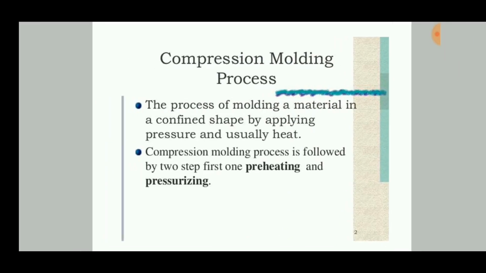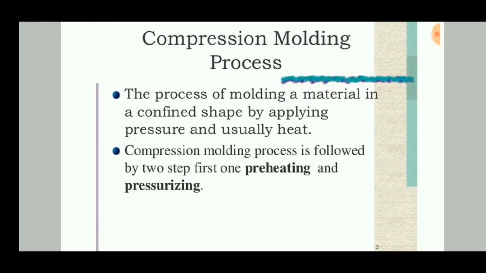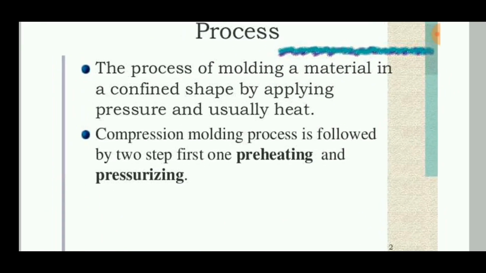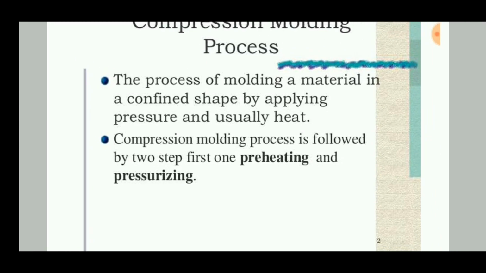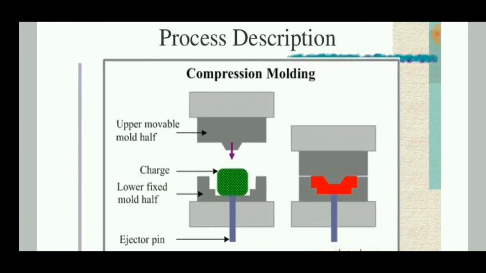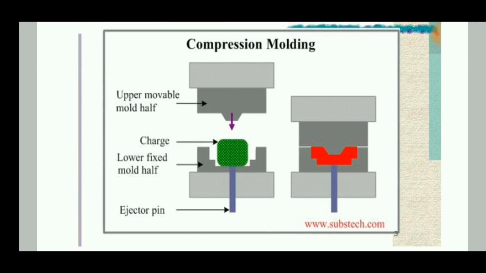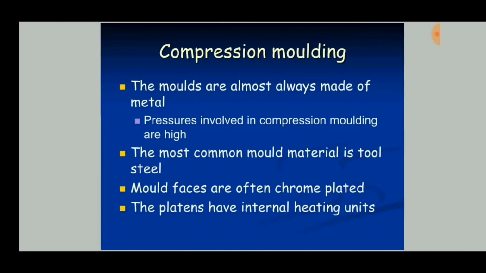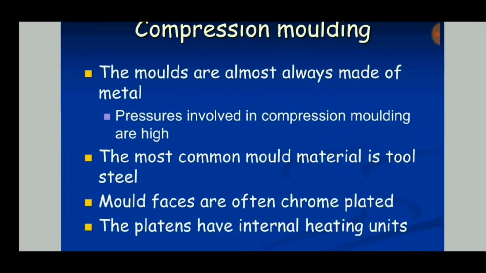This is the process of molding a material in a confined shape by usually applying pressure and heat. The compression molding process is followed in two steps, that is preheating and pressurizing. In this, the charge is preheated so that the pressure applied is optimum. Otherwise, if we did not preheat this charge, more pressure would be needed. If it is preheated, the charge is made softer, so that the pressure applied is minimum and power loss is reduced.